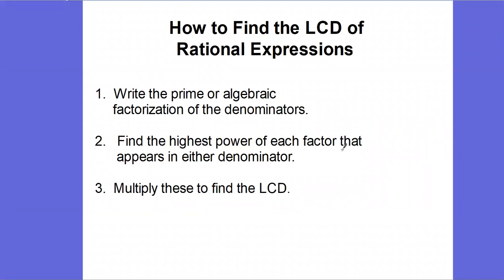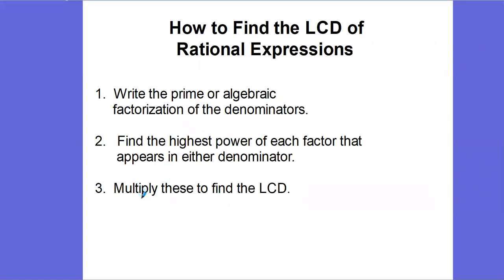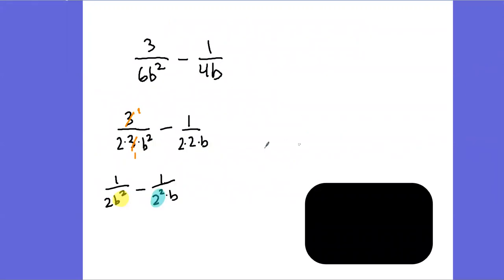Number two, find the highest power of each factor that appears in either denominator. So the highest power of each factor. So let's highlight that. So with my b's, the highest power is not that. Let me undo that, but this b squared. Okay, and with my base of 2 here, my highest power would be this 2 squared. Multiply these to find the least common denominator. So if I multiply this stuff together, the 2 squared times the b squared would just be 4b squared. So that's my least common denominator.